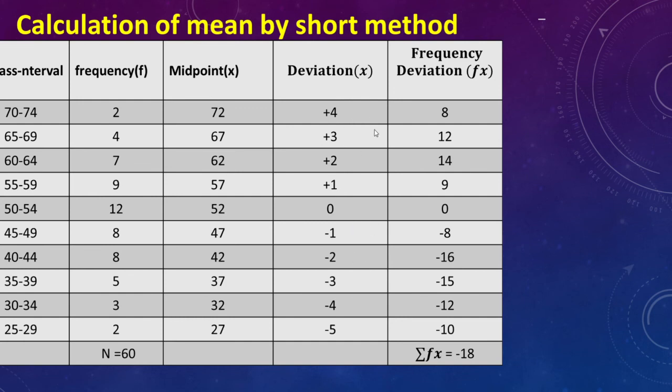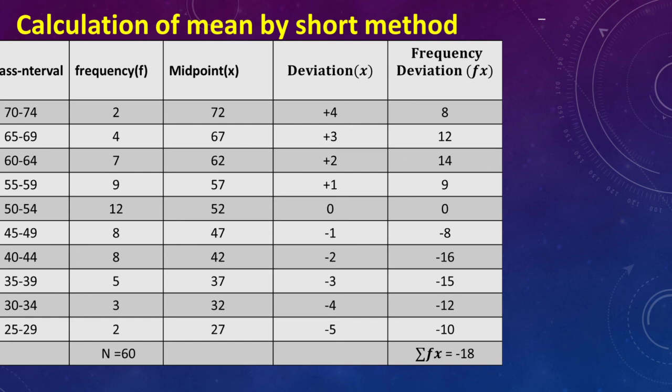After getting the deviations of each class interval, we multiply them by frequency to get the frequency deviation. First one, 2 into 4 is 8, 4 into 3 is 12, 7 into 2 is 14, like that. 3 into minus 4 is minus 12. All values are calculated with the formula fx, and the summation of all these gives sigma fx = -18.